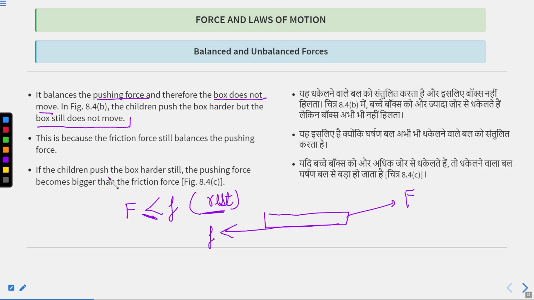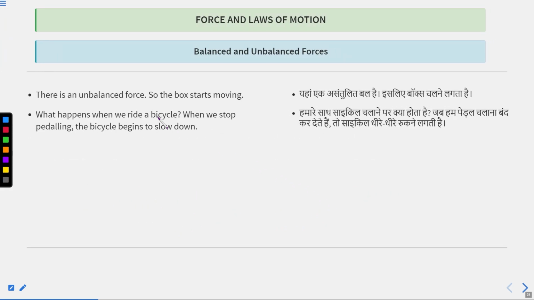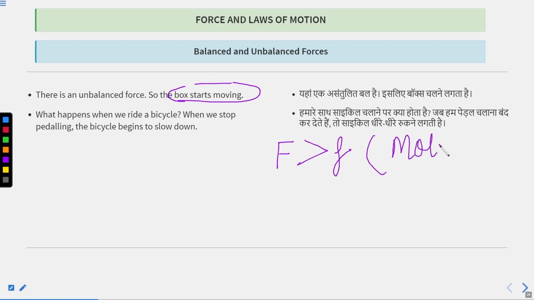If the children push the box harder, until the pushing force becomes bigger than the friction force, what will happen? Then there will be an unbalanced force and the box will start moving. If you apply a force greater than the friction force, then the object will start moving. So we got the motion state.